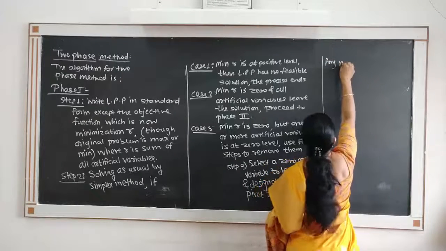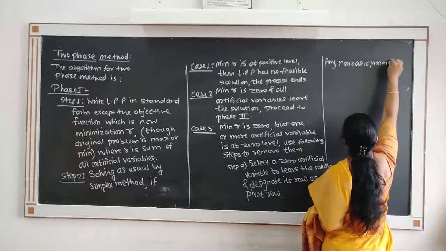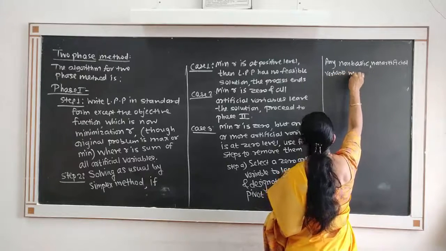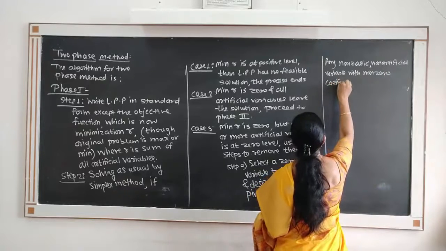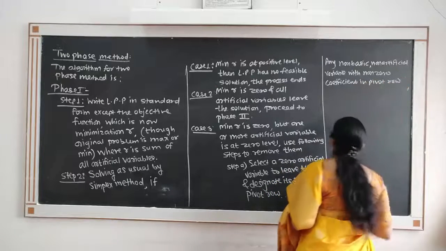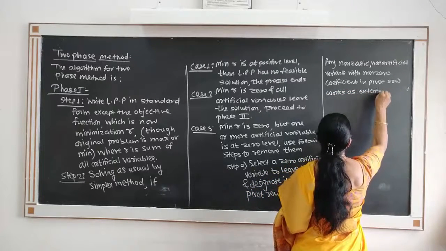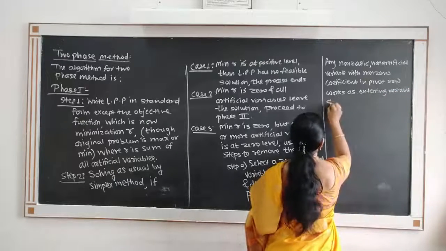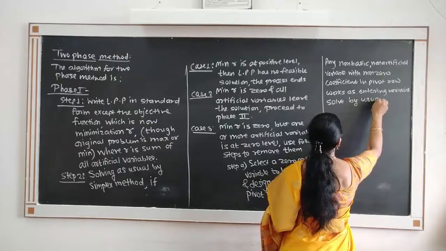Any non-basic, non-artificial variable with non-zero coefficient in pivot row works as entering variable. Solve by usual simplex then.